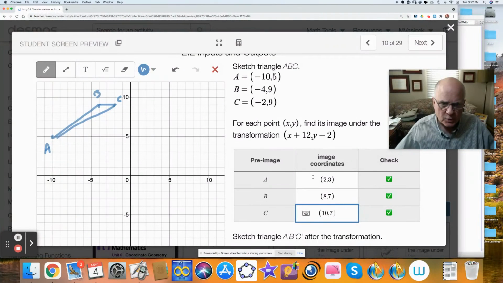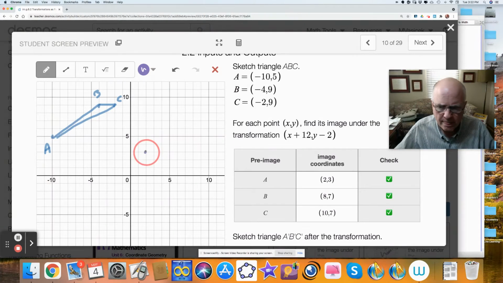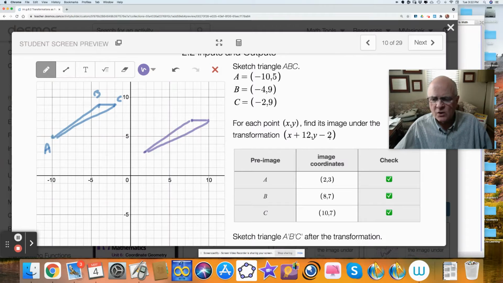And when we plot these points, and I'll do this in a different color if I can manage it, we have 2, 3, 8, 7, 10, 7. And you'll see that I'm adding something or subtracting something from the x and the y. That's going to either move it horizontally when you add something to it, or vertically when you add or subtract in the y direction. All it's going to do is move it.